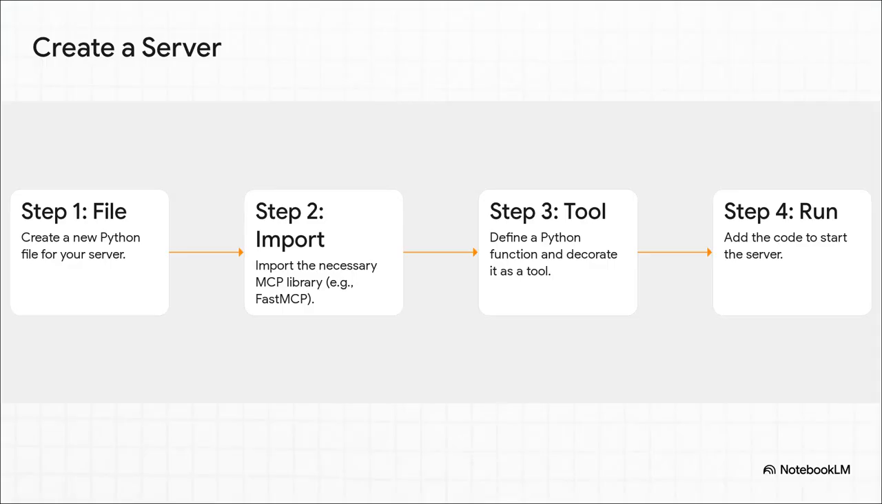We are talking about 4 basic steps. You create a file, you import a library, you write a totally standard Python function for your tool. In this example, it's just a function that adds 2 numbers, and then you just tell the server to run. That's it. No complicated setups, no crazy boilerplate madness.